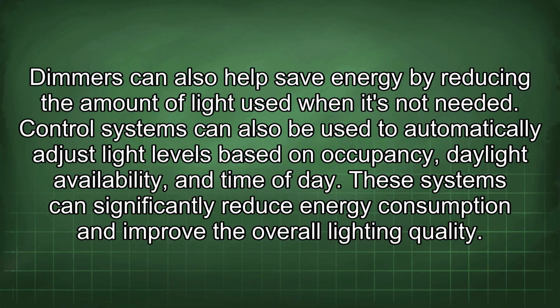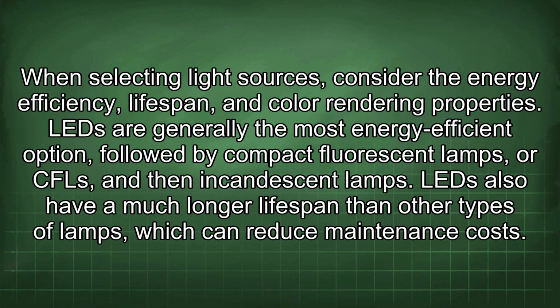Control systems can also be used to automatically adjust light levels based on occupancy, daylight availability, and time of day. These systems can significantly reduce energy consumption and improve the overall lighting quality. When selecting light sources, consider the energy efficiency, lifespan, and color rendering properties. LED are generally the most energy efficient option, followed by compact fluorescent lamps, or CFLs, and then incandescent lamps. LED also have a much longer lifespan than other types of lamps, which can reduce maintenance costs.